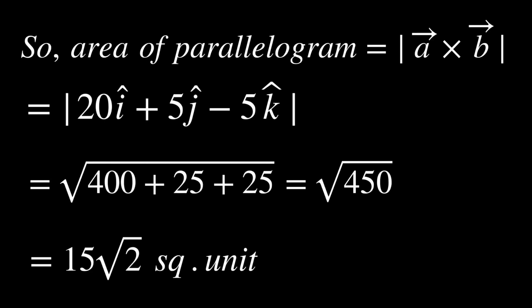So area of a parallelogram is given by modulus A cross B, which is equal to modulus 20i plus 5j minus 5k, which is equal to square root of 400 plus 25 plus 25, which is equal to root 450. It can be simplified as 15 root 2. Next we'll jump into multiple choice questions.